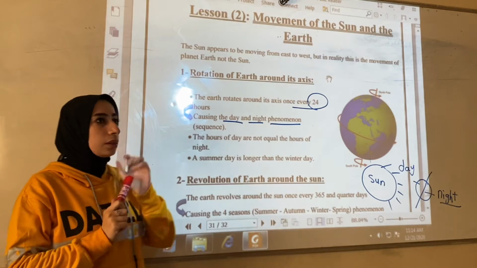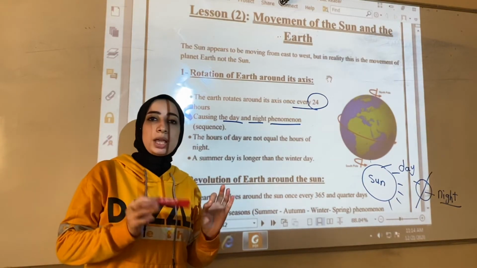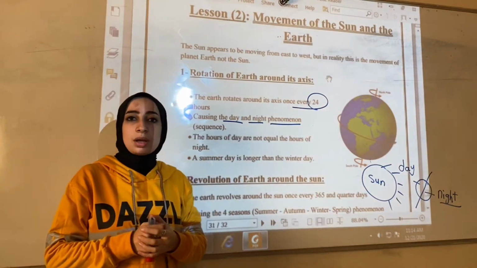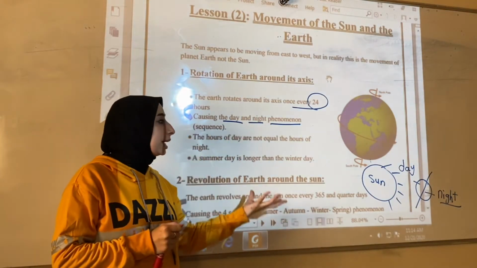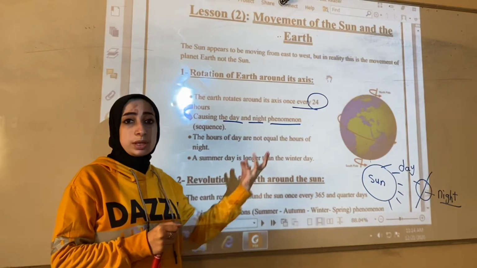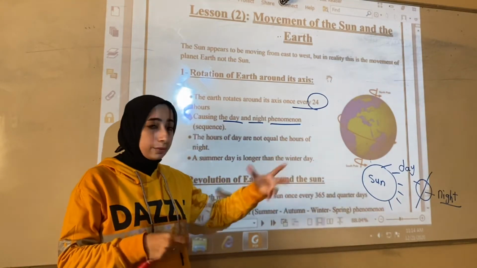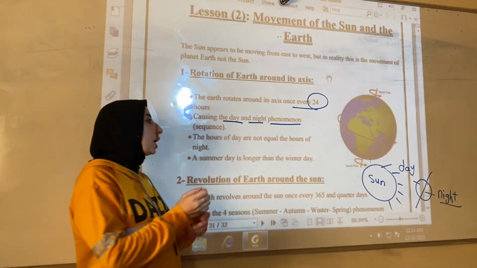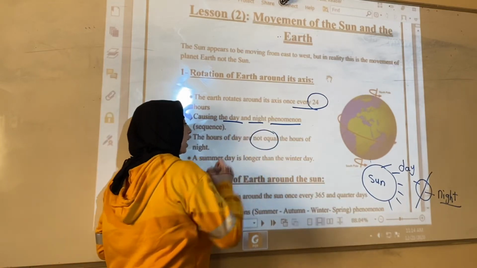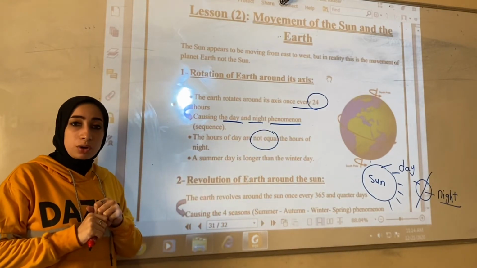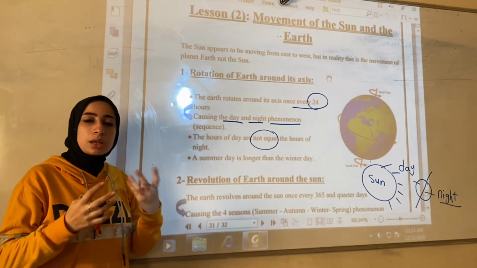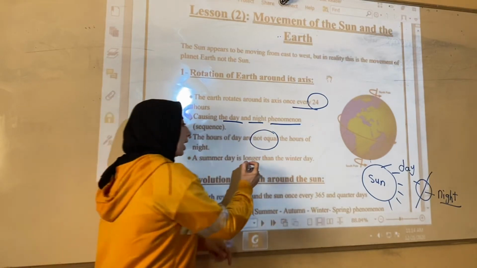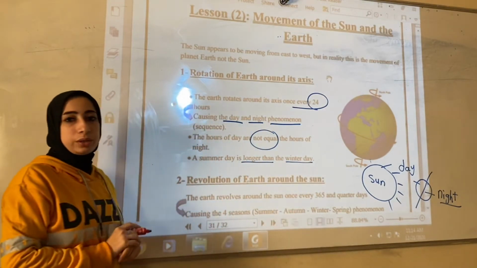Are the hours of the day equal to the hours of night? For example, we have 24 hours, okay? Does the day have 12 hours and the night always have another 12 hours? No, they are not equal. The hours of day do not equal the hours of night. They are not equal. For example, in summer we find that the day in summer is longer than the day in winter. Okay?